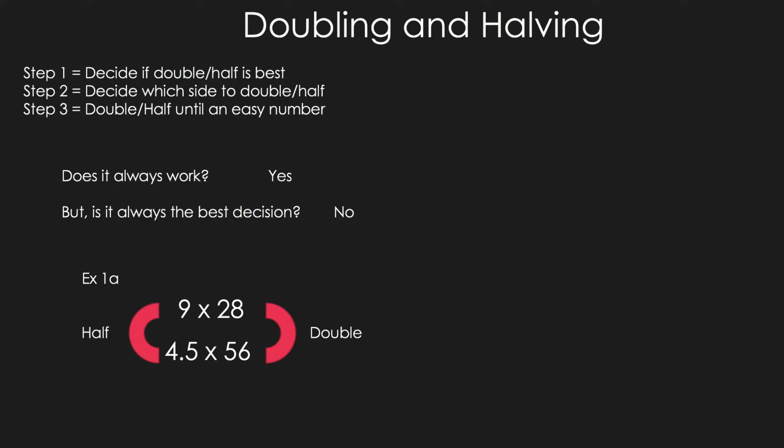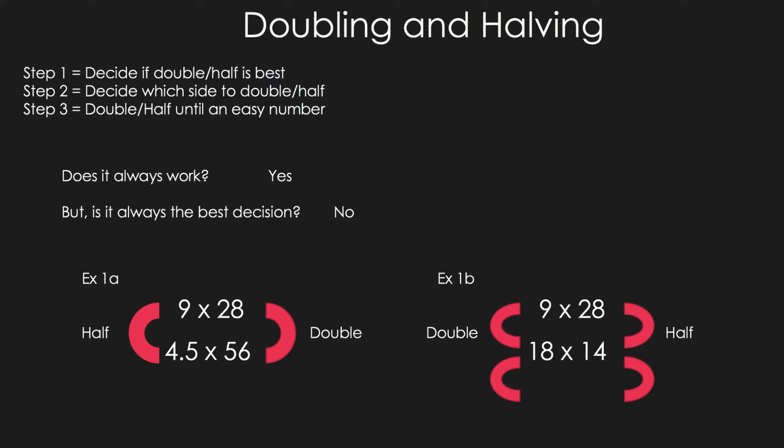So let's do the same example, but flip it or switch sides. So we're going to double and half the other side. We should get 18 and 14. We still don't have an easy number, so let's do it again. We should get 36 and 7. None of those are really easy numbers. So have you figured out why?